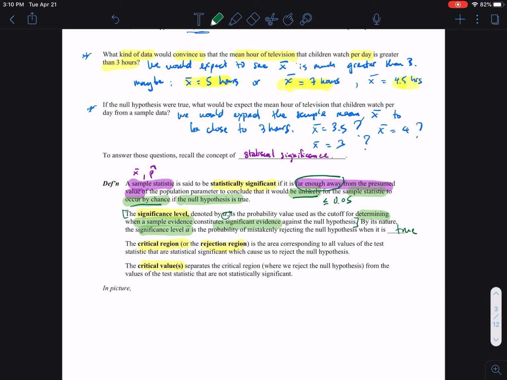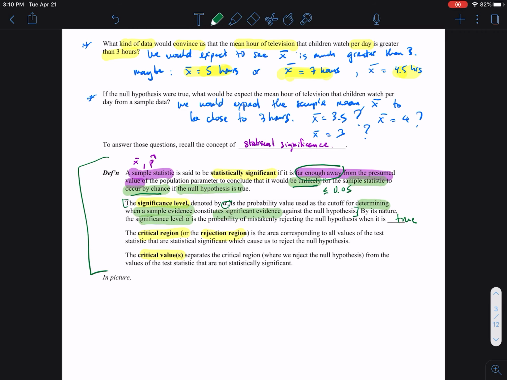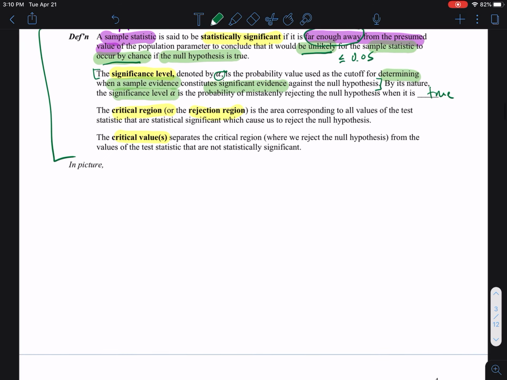This is the area corresponding to all values of the test statistic that are statistically significant, which cause us to reject the null. Critical values, so we kind of briefly mentioned this throughout the semester already. Those are the values that separate the critical region from the values of the test statistic that are not statistically significant. All this is a lot. Okay, so hopefully when I draw this picture, it makes a little bit of sense.